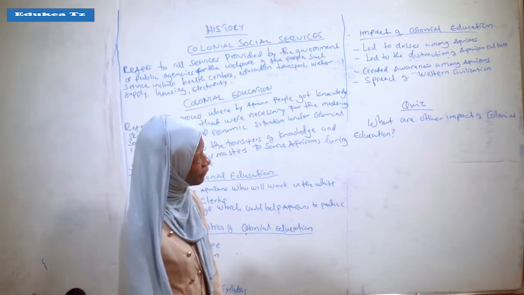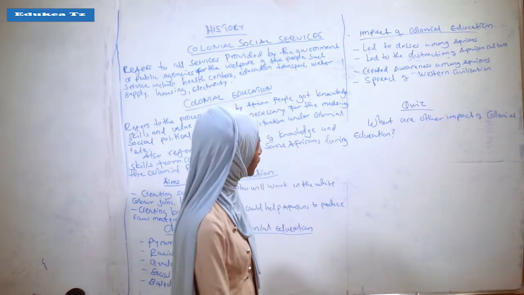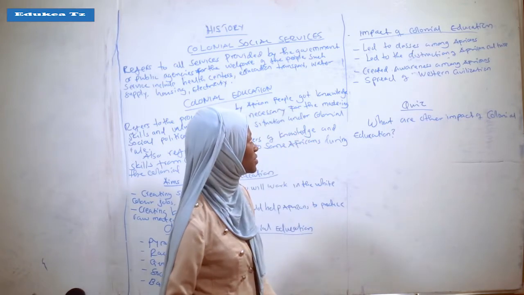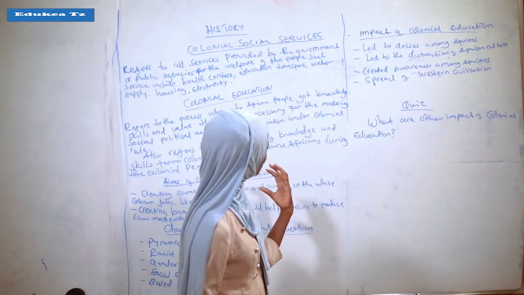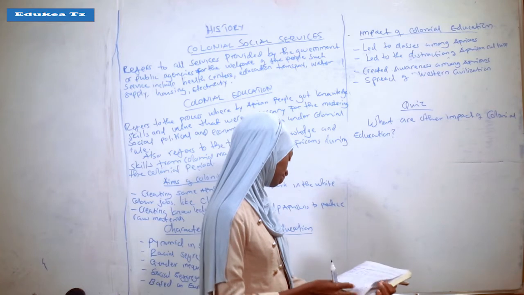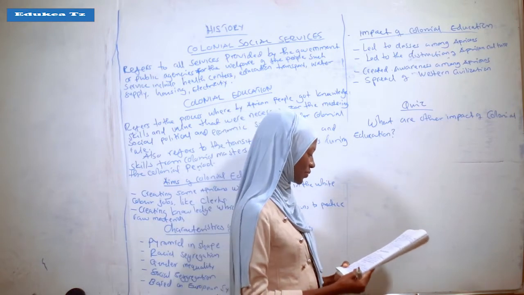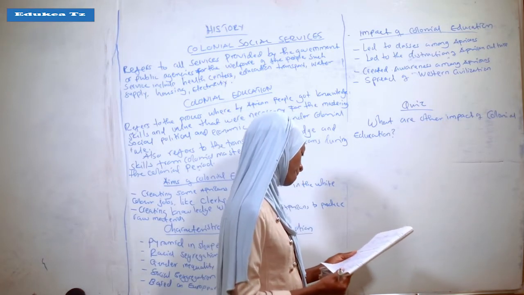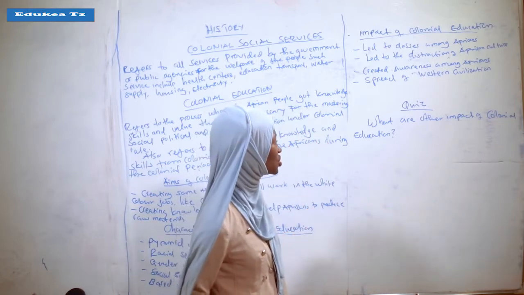The next part is the impact of colonial education. What are the impacts? First of all, classes among Africans. This means there were classes of elite, educated and uneducated. Those who were educated were different from those who were not. There was a class divide between elite and non-elite people. The elites, those who went to school, never liked those who did not arrive at school.